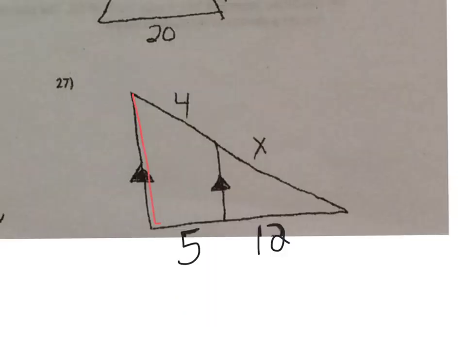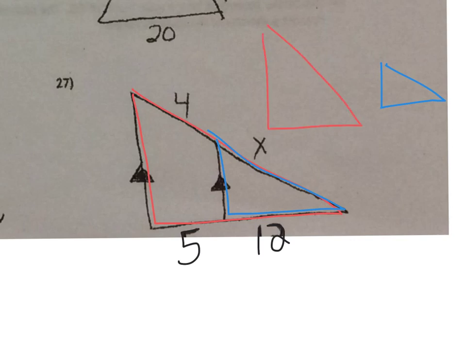Okay, so 27 has a big triangle here, and it has a little triangle here. So let's separate those. I've got a little triangle and a big triangle. And so on the big triangle, I notice I have this whole length would be 4 plus x. So I have to add those two terms together. And the bottom part is 5 plus 12, which is 17.